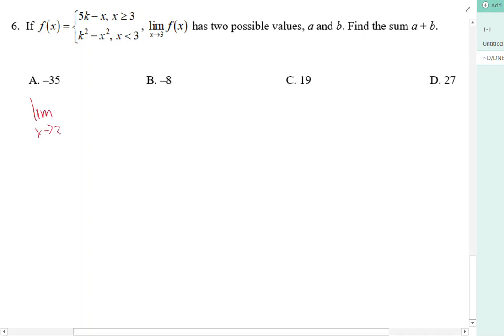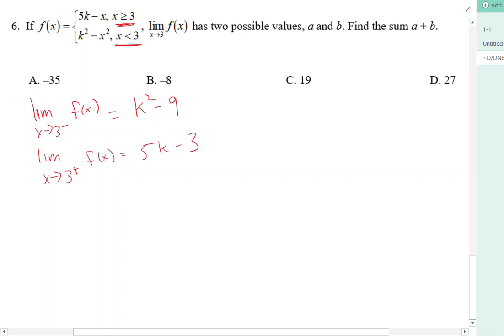If we plug in the limit as x approaches 3 from the left, that means we're going to use the bottom equation. Plug in 3, I get k squared minus 3 squared. If I look at my limit as x approaches 3 from the right, I'm going to be looking at the top part of the equation. It looks like I'll get 5k minus 3.